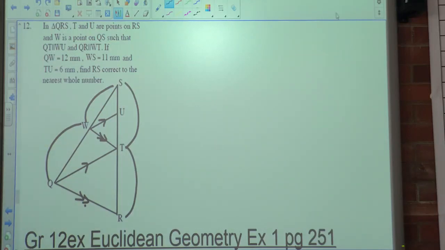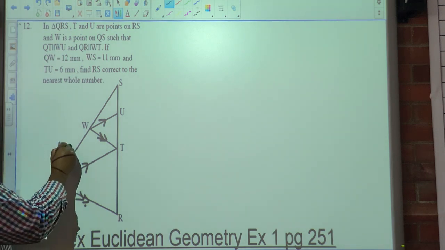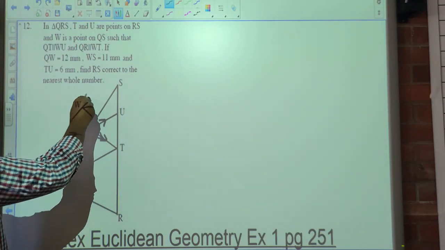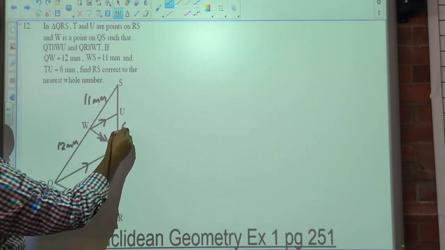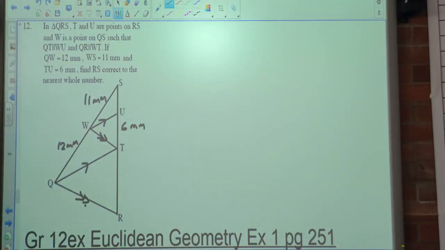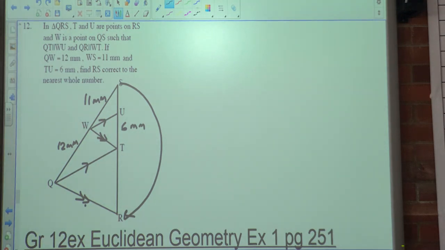Right. Then we are told that QW is 12 millimeters and WS is 11 millimeters, and UT is 6 millimeters. Find RS to the nearest whole number, which is this whole length. So what do I need for RS? I need the length of SU and I need the length of TR.